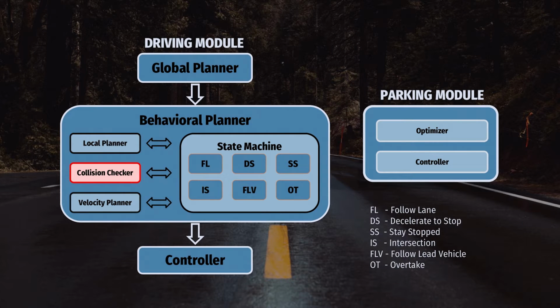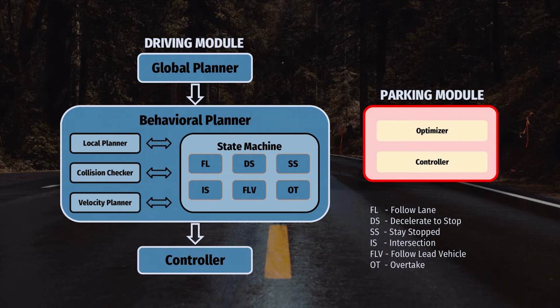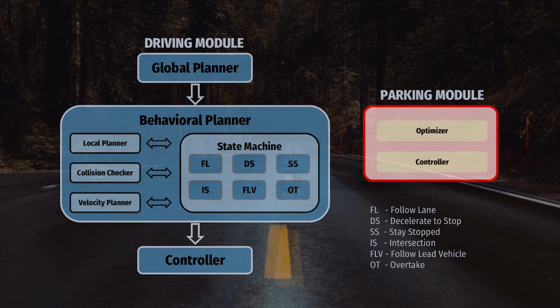The collision checker checks for collisions in these paths and selects the best path. The velocity planner creates a velocity profile for this path and outputs a trajectory. The controller follows this trajectory and completes the process. The parking module was implemented separately using an optimization-based approach.